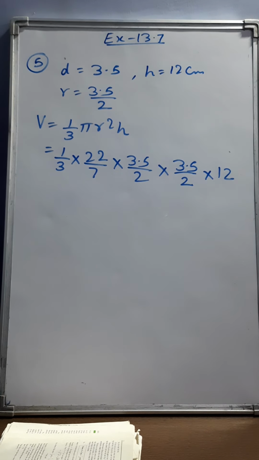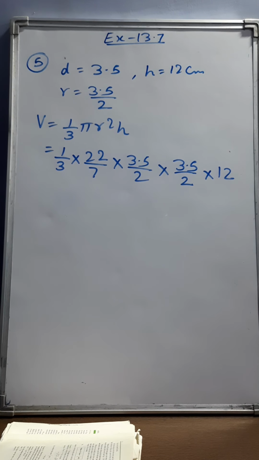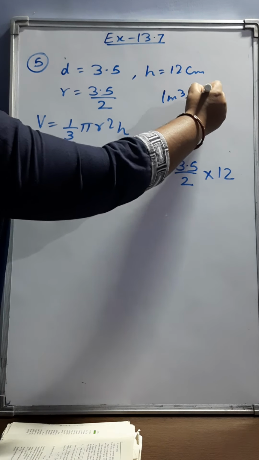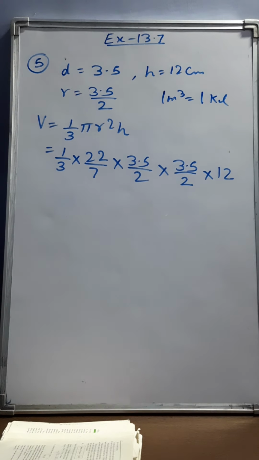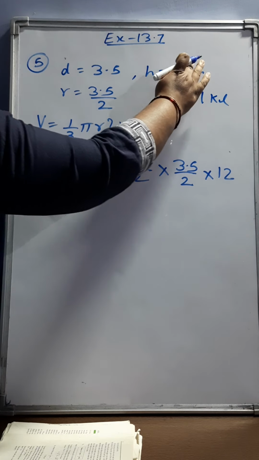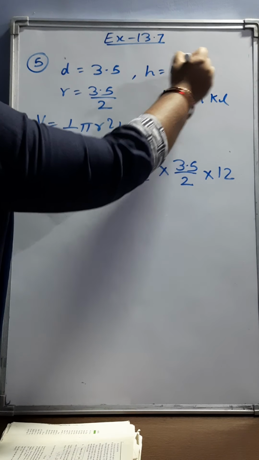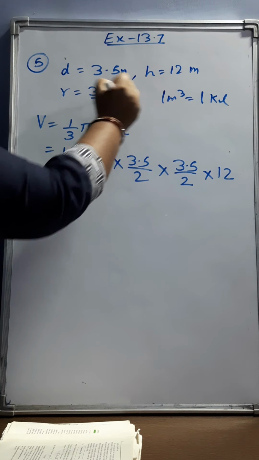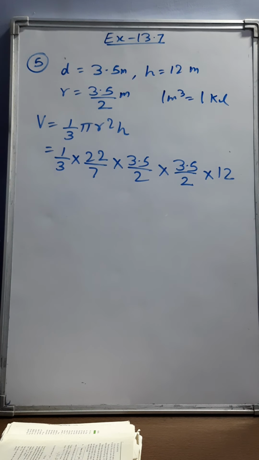See students, question number 5 says, a conical pit of top diameter 3.5 meter is 12 meter deep. What is its capacity in kiloliters? So we have 1 meter cube is equal to 1 kiloliter. So let us calculate its capacity in meter cube. Here it is given diameter is 3.5 meter and height is also 12 meters. So clearly radius will be 3.5 divided by 2 meters and height is already given 12 meter.